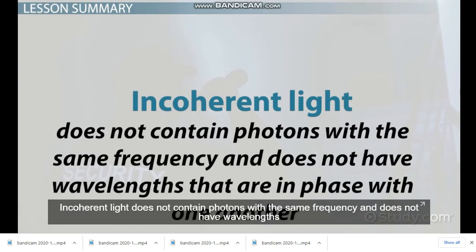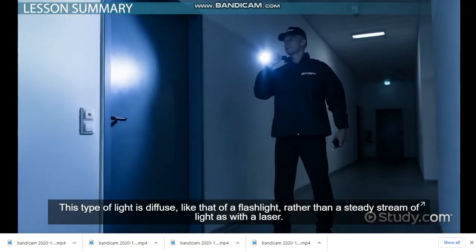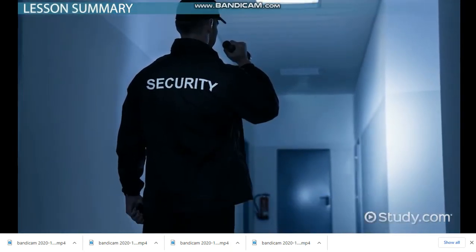Incoherent light does not contain photons with the same frequency, and does not have wavelengths that are all in phase with one another. This type of light is diffused, like that of a flashlight, rather than a steady stream of light as with a laser.